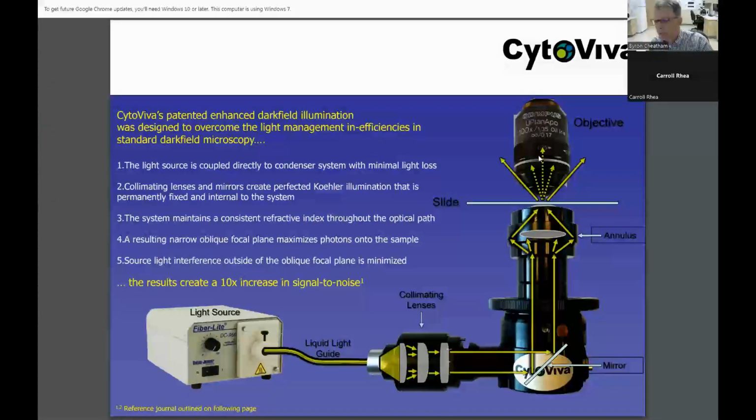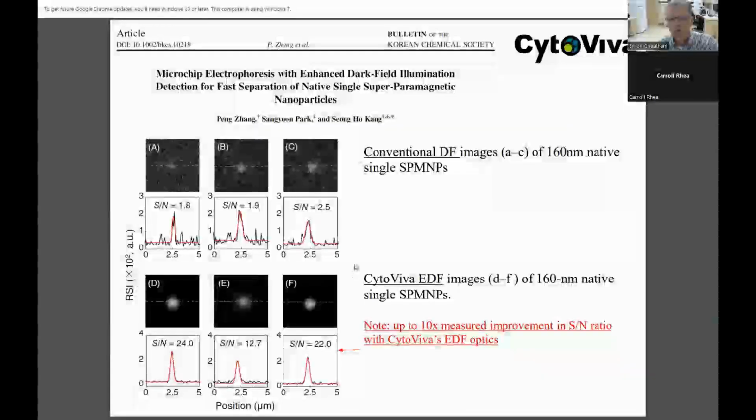Scatter from the sample goes into the objective, but the angle of the source light is steeper, or more shallow, than the angle of acceptance of the objective. So I don't get source light, and that's sort of the technical definition of dark field. And to the extent that I'm able to minimize source light and maximize scatter, I get this significant increase. And I want to show you what that increase looks like.